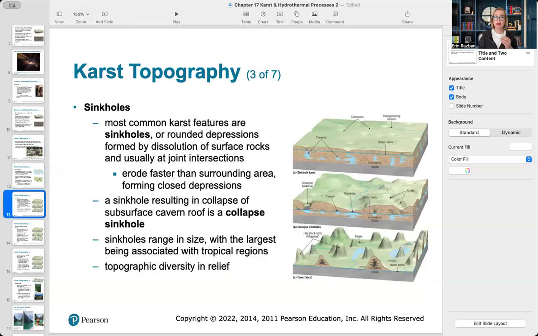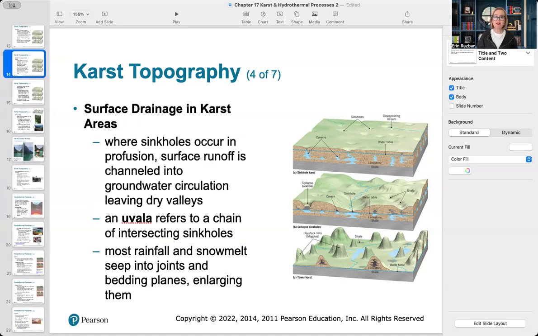Sometimes the roof of a subsurface cavern collapses entirely, causing what we call a collapse doline. A famous example is Guatemala City's 2010 sinkhole, which formed suddenly after heavy rains, creating a perfect circular hole about 60 feet wide and 300 feet deep. Now, when several sinkholes merge, they form what we call a uvala, a chain of intersecting depressions.